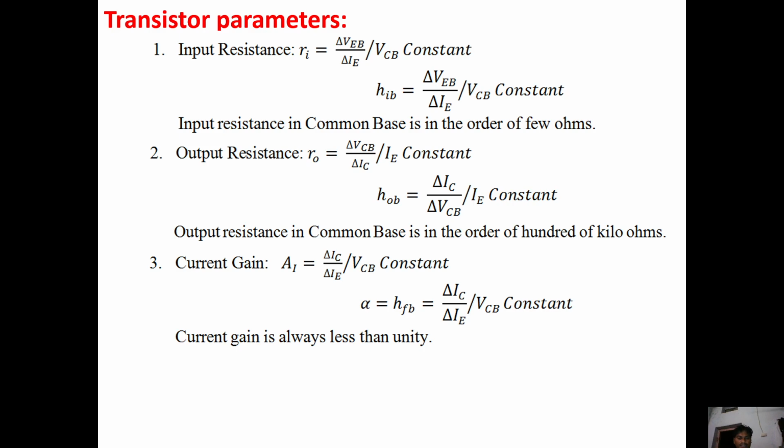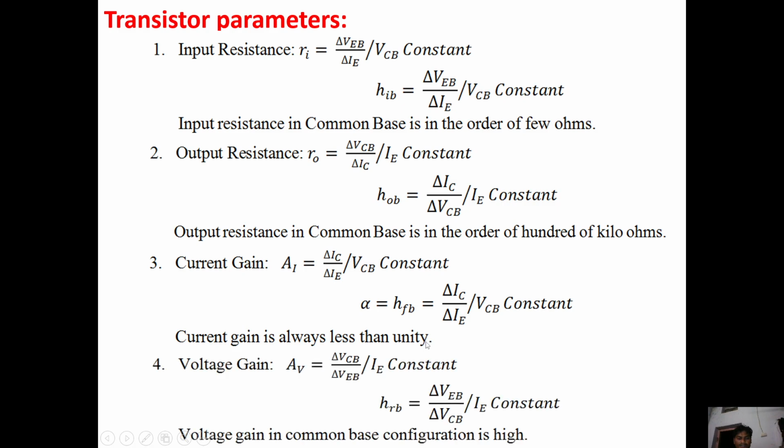Current gain AI equal to del IC by del IE, VCB constant, alpha, hfb equal to del IC by del IE, VCB constant. Current gain is always less than unity. Voltage gain AV equal to del VCB by del VEB, IE constant, hrb equal to del VEB by del VCB, IE constant. Voltage gain in common base configuration is high. This is all about common base configuration.